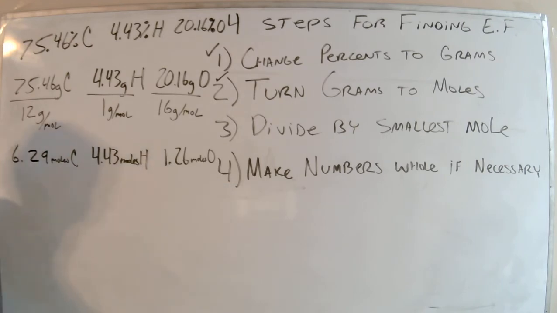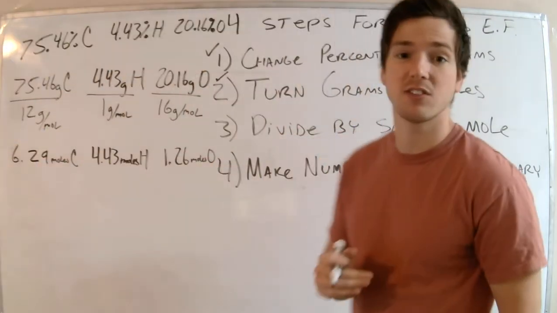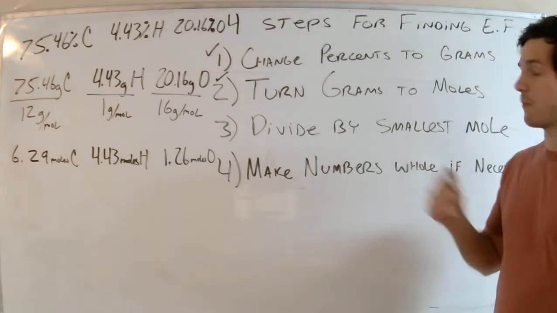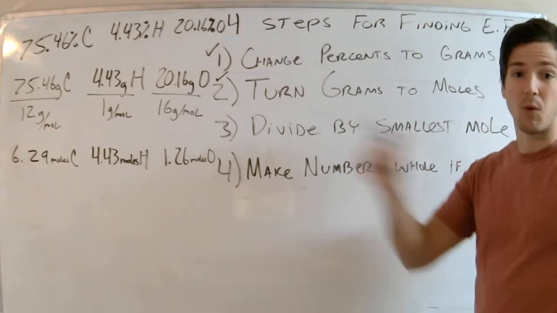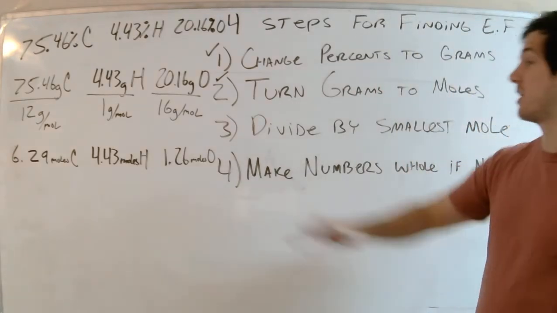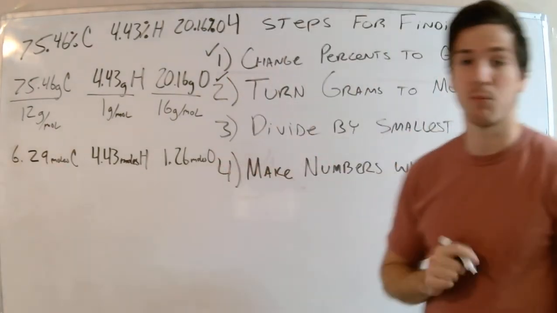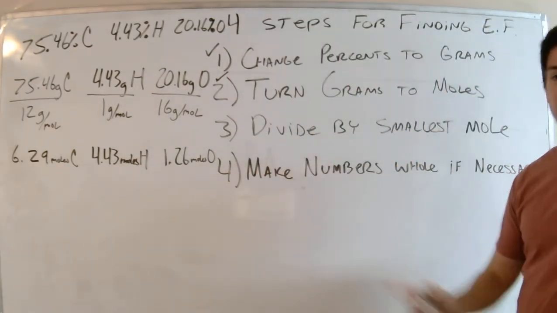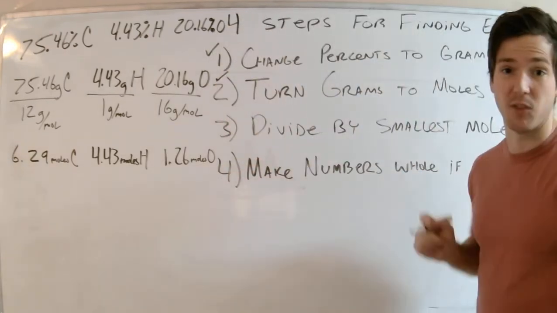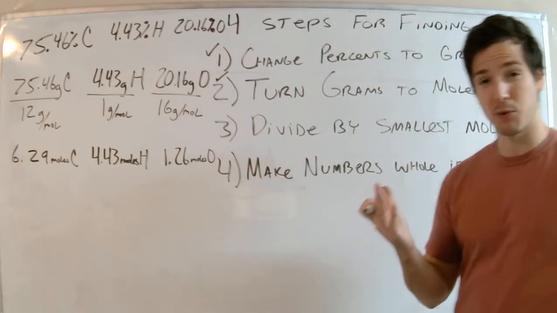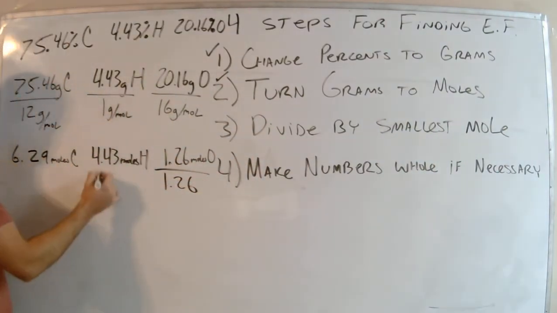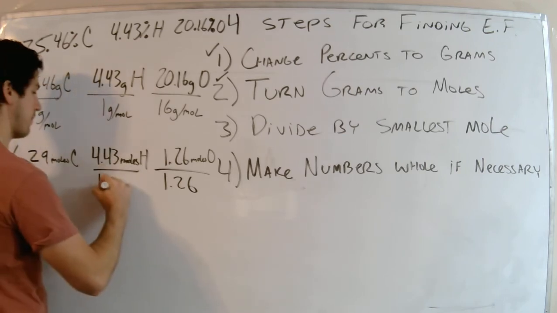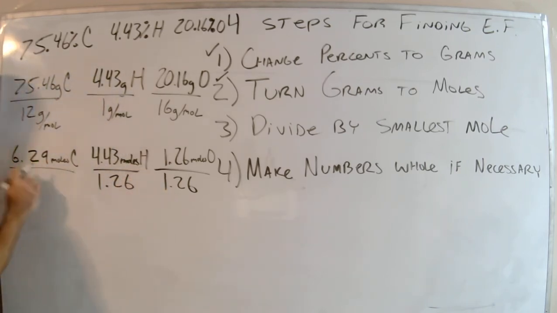Now what we do is step 3. We divide by the smallest mole number, or the smallest mole that we have. Well, out of our 3 moles, the smallest one that we have is 1.26. So that means we're going to divide each of our moles by 1.26. That's what I mean by divide by the smallest mole number. I look at which one's my smallest, and I divide all the moles by the smallest amount of moles, which is 1.26. So I'll divide 1.26 by 1.26. I'll divide 4.43 by 1.26. And I'll divide 6.29 by 1.26.